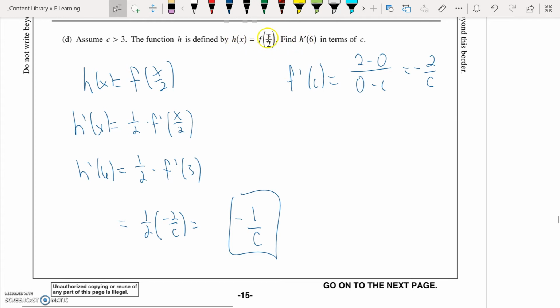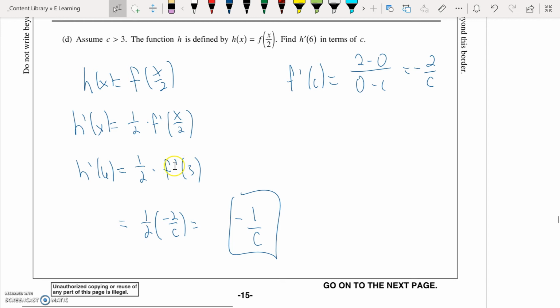First off, I need to take the derivative of both sides of this function with respect to x. And don't forget to use the chain rule. The derivative of the inside is 1/2, so h prime of x is equal to this in general. h prime of 6 is more specifically equal to this.